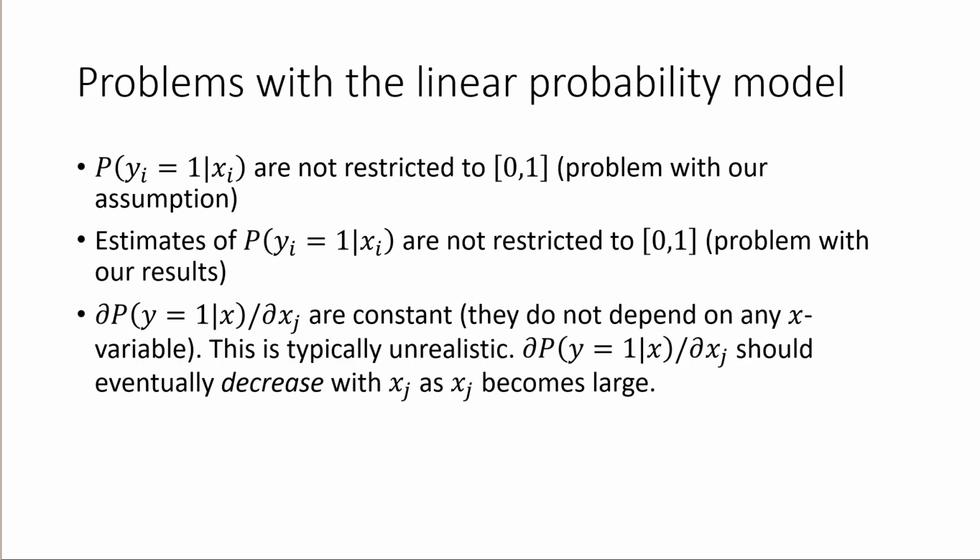For this reason, the linear probability model is not used that much. It's used in certain situations, for example, when we have endogenous explanatory variables and instruments. But if the explanatory variables are exogenous, then it's typically more useful to use a binary choice model, for example, logit and probit, and that's the topic of the next lecture.